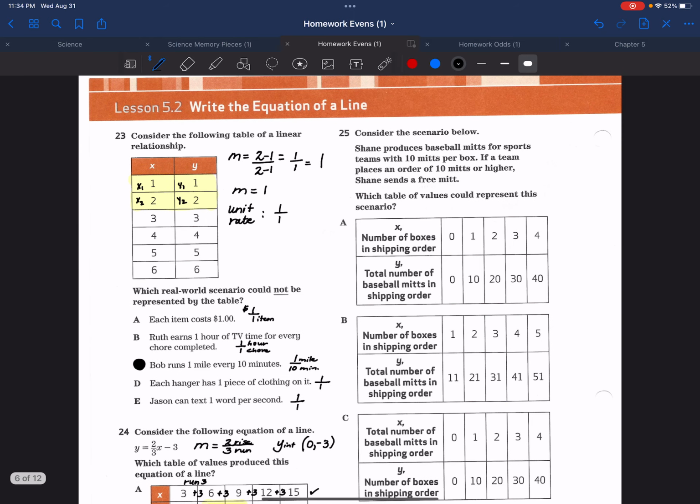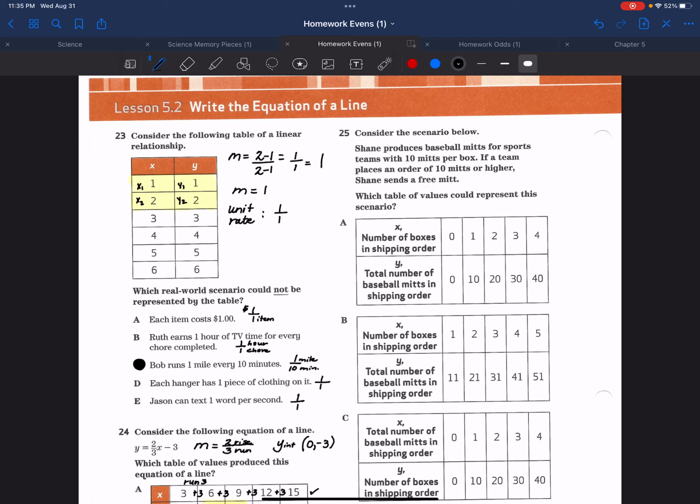And number 25. Consider the scenario below. Shane produces baseball mitts for sports teams with 10 mitts per box. If a team places an order of 10 mitts or higher, Shane sends a free mitt. Which table of values could represent this scenario? Number of boxes in the shipping order. Total number of mitts in the shipping order.